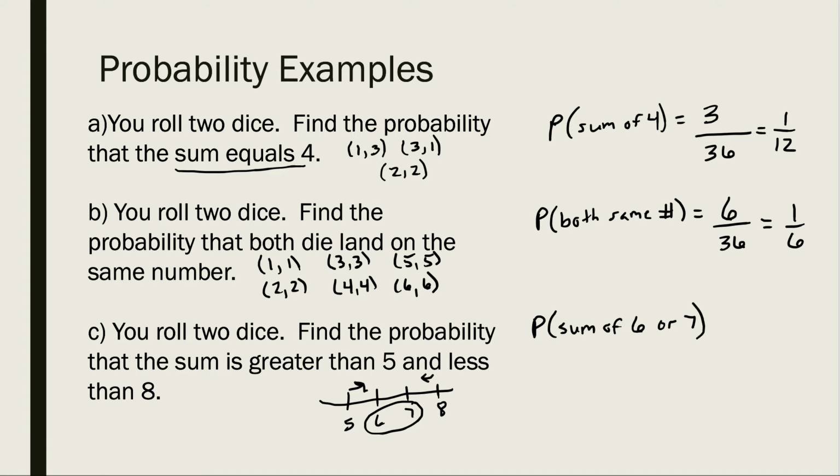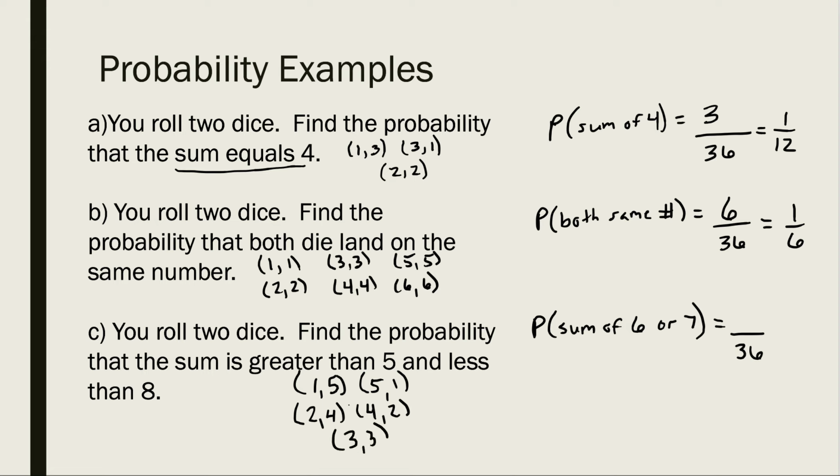All right, so again, I know that my probability is going to be out of 36, and now I just need to figure out how many different ways I can do a sum of 6 or a sum of 7. So let's start making our list. So for a 6, I can roll a 1 and a 5, and a 5 and a 1. I can roll a 2 and a 4, and a 4 and a 2, or I can roll a 3 and a 3. So that's all the ways to make a 6.